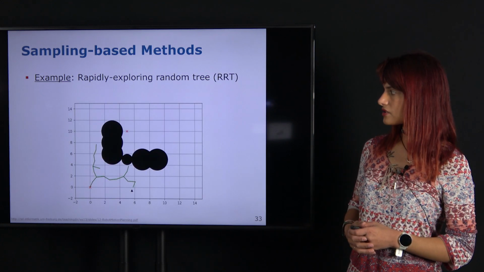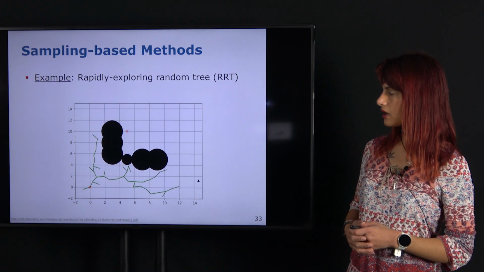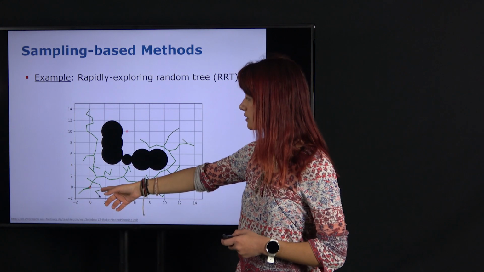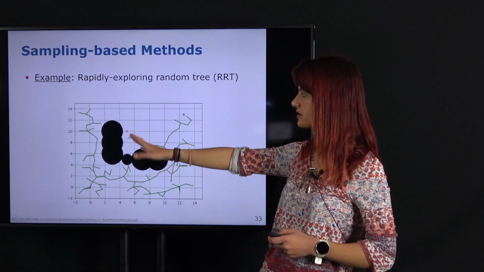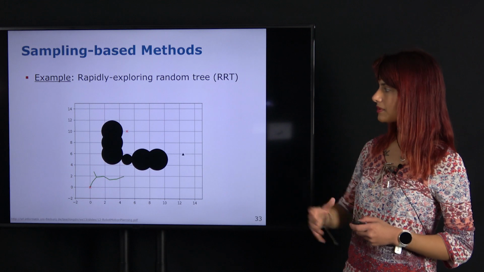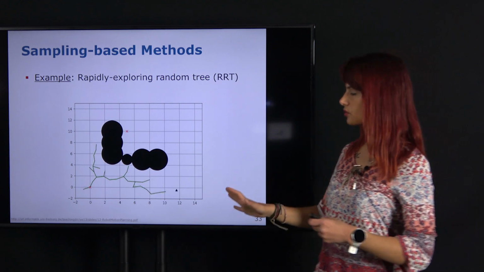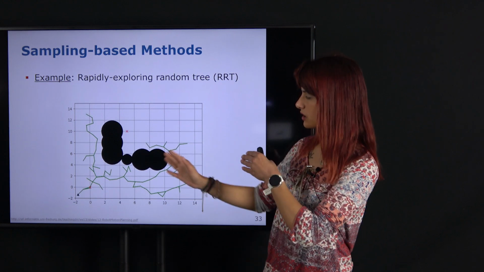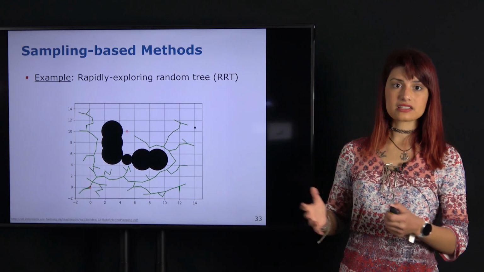Here's another animation showing the rapidly exploring random tree in a case with obstacles. So here we have actually quite a challenging problem where the goal is behind the obstacles, and the rapidly exploring random tree is growing, sampling and creating these connections before it stops when it eventually finds a path to the goal.